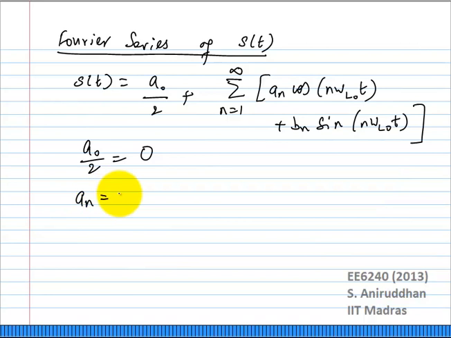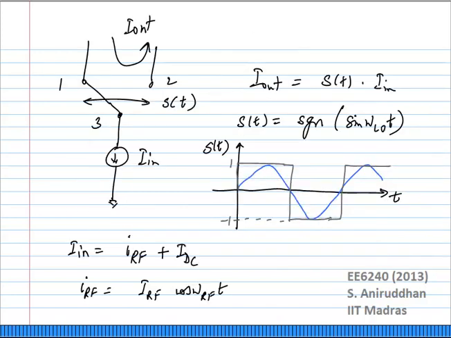How do you find out a n? Why is a n 0? Correct. Because it is an odd signal. That you should clearly see from the way I drew the square wave. Pretty much I have drawn the square wave and its fundamental component, which is a sine. And you will have third, fifth, seventh harmonics. You have done this before, right? I don't have to say that.